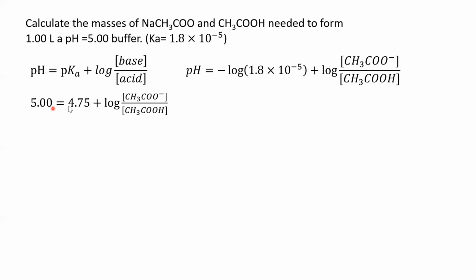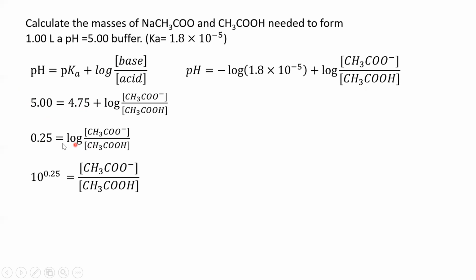All right, what are we going to do now? We're going to subtract 4.75 from both sides. So 0.25 equals the log of our base over our acid. Well, we want to get rid of the log function. So we're going to take 10 to the x on both sides. That gets rid of the log on the right-hand side of the equation and gives us 10 to the 0.25 on the right-hand side. We can plug this into the calculator and we get 1.78. That's the ratio of base to acid that would give us a pH of 5.00.